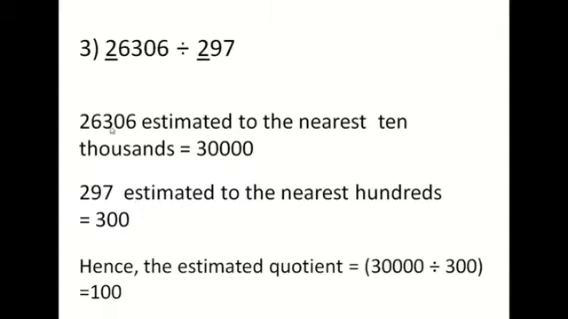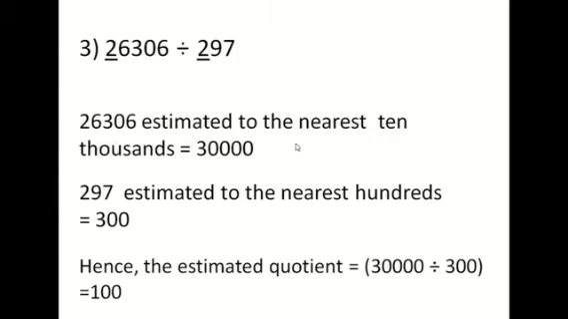Question number 3: 26,306 divided by 297. In 26,306, the highest place is 10,000. In 297, the highest place is hundreds. Let's check the solution.